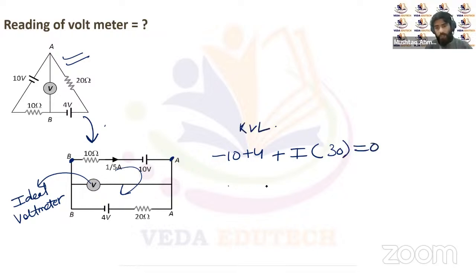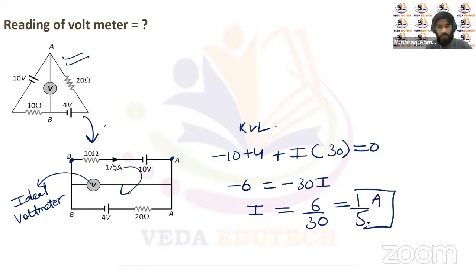So it will be minus 6 equal to minus 30I. So I will be 6 upon 30, which is equal to 1/5 amperes, or 0.2 amperes, the current flowing through this circuit. It means the potential drop across this 10 ohm resistor will be 10 multiplied by 1/5, which is equal to 2 volts.